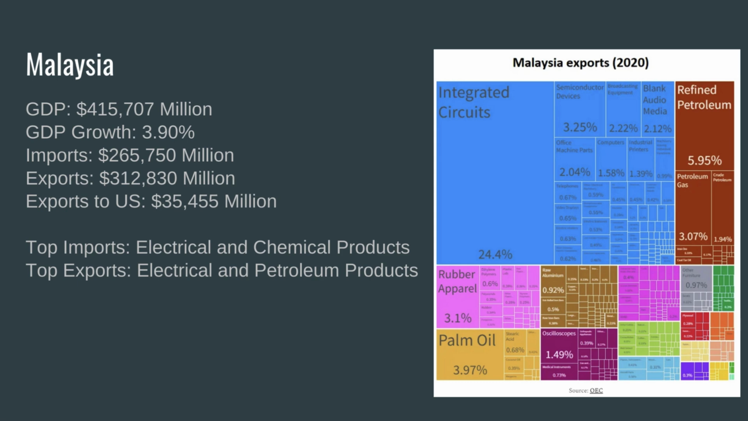When we evaluate Malaysia from an economic standpoint, we see that there is some slow but steady GDP growth, growing at 3.9%. We also note that Malaysia has a favorable trade balance with exports higher than imports. When we look at the distribution of their exports, we find that it's primarily electrical and petroleum products. They also have top imports in the electrical and chemical product area as well.